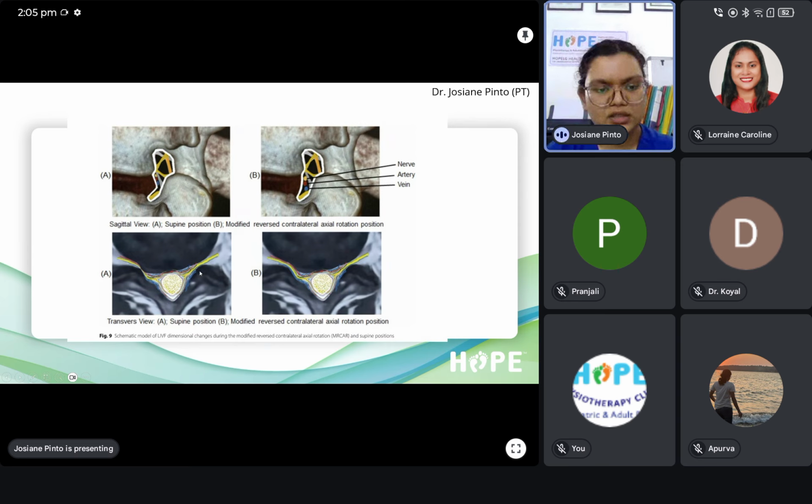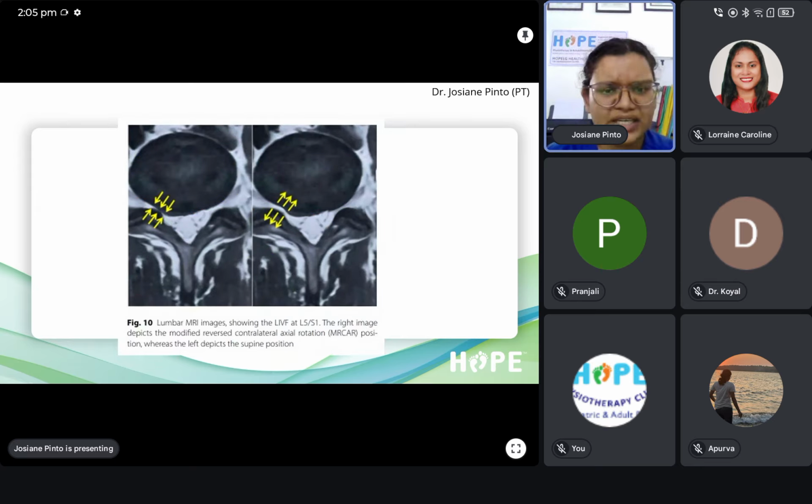Now the transverse view, this is in supine position. Again we see that it's nearly compressed here on this side, and here it's a little more free compared to that. But then again on the MRCAR positioning image, you can see that it is no longer as compressed. Again, this shows the same thing.